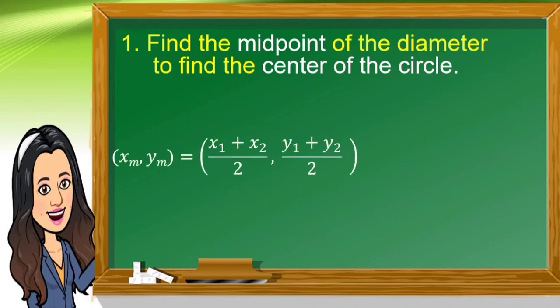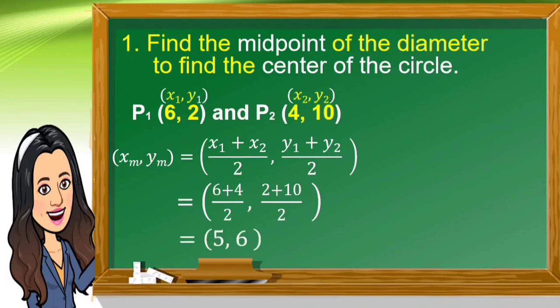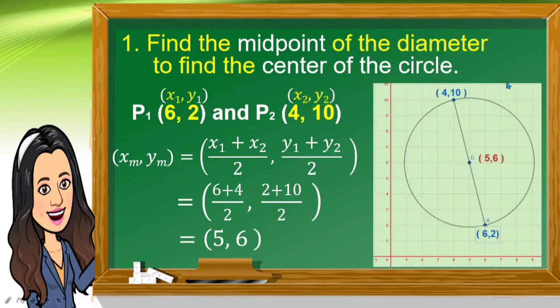We will use the midpoint formula to find the midpoint of the diameter. The two given endpoints are (6, 2) and (4, 10). Let us have x sub 1, y sub 1, and x sub 2, y sub 2. These values will be substituted to the midpoint formula. And that is equal to (6 plus 4) all over 2, (2 plus 10) all over 2. And then therefore, the midpoint of the diameter is (5, 6). So, in this illustration, we have now the midpoint of the diameter, which is also the coordinates of the center of the circle.